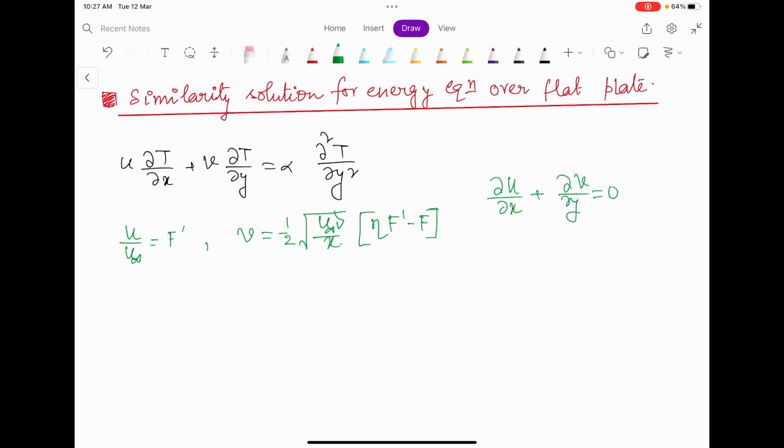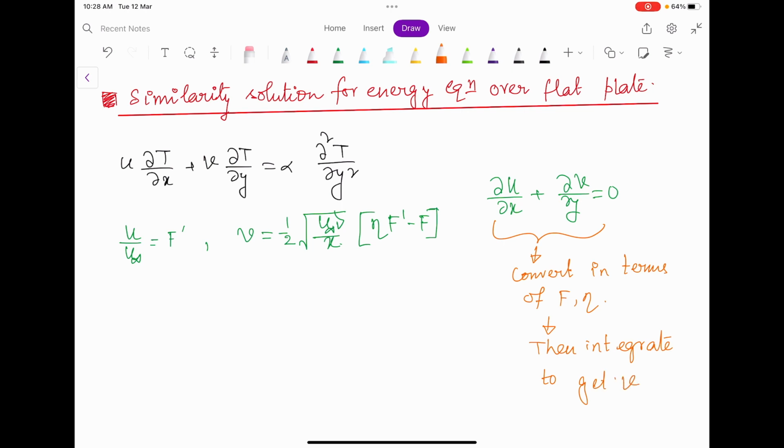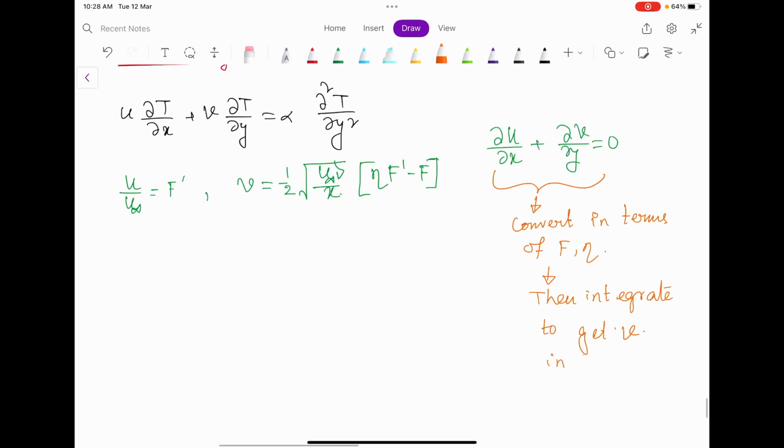Okay. So what were the steps? I am writing step 7, that is, convert in terms of f and eta, then integrate to get v, in terms of f and eta. So there you will get this. Obviously here x is there, but you can convert this in terms of delta.